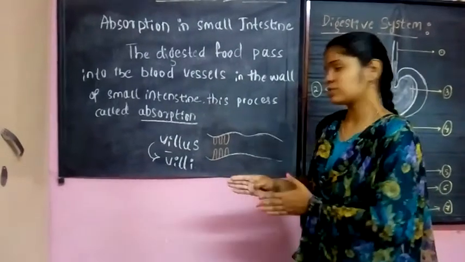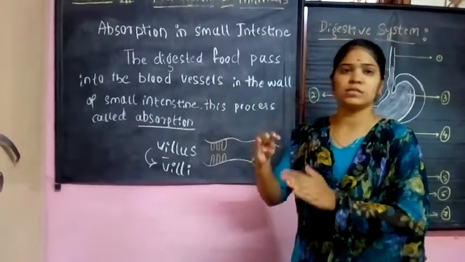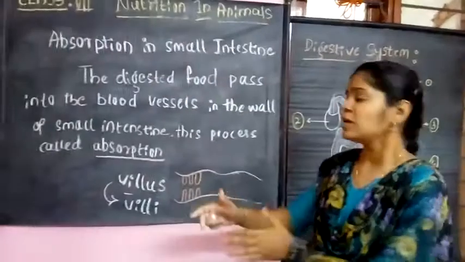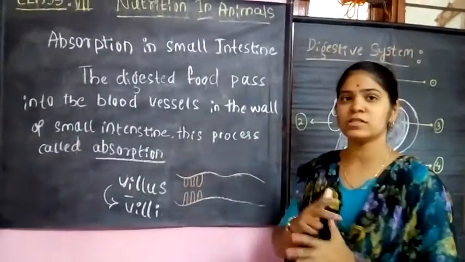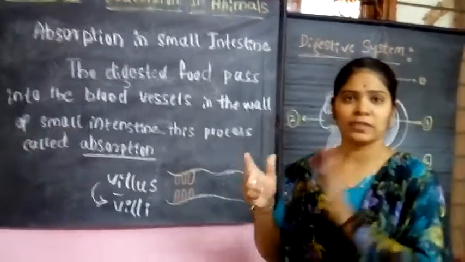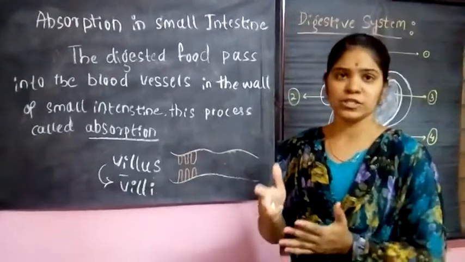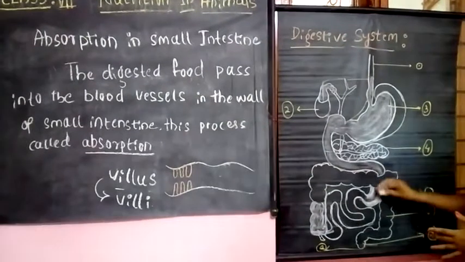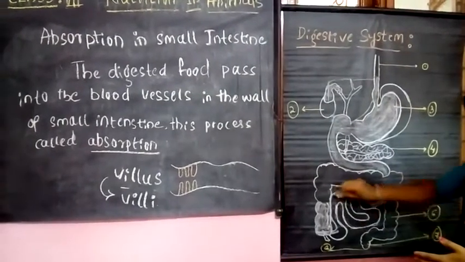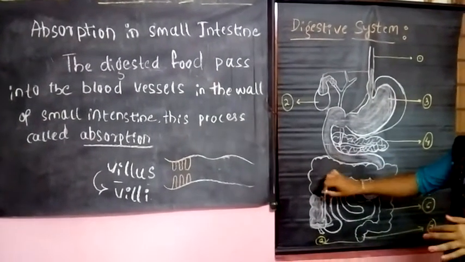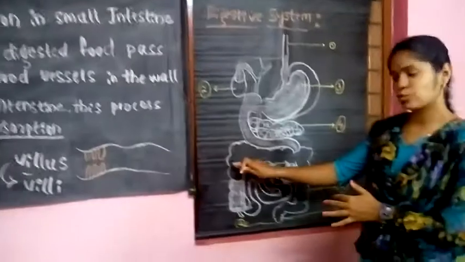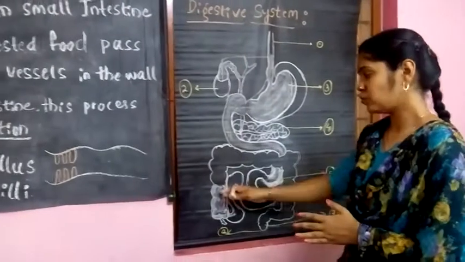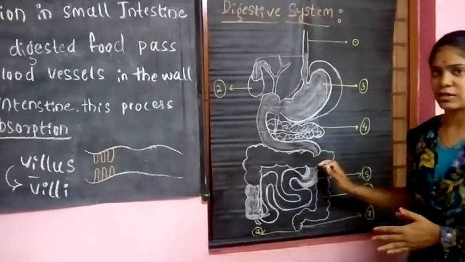The glucose is broken down into simpler substances. Almost all the food material is absorbed by the small intestine, it is almost digested, and the remaining undigested food material will move towards the large intestine. Which type of food material will move towards the large intestine? The undigested food material will move towards the large intestine.